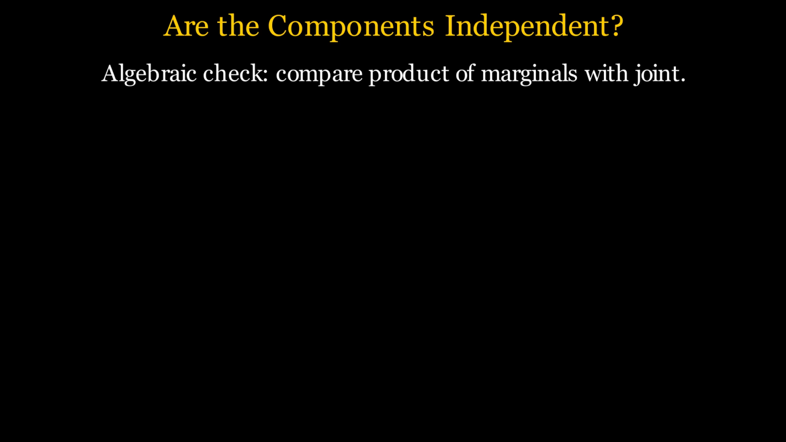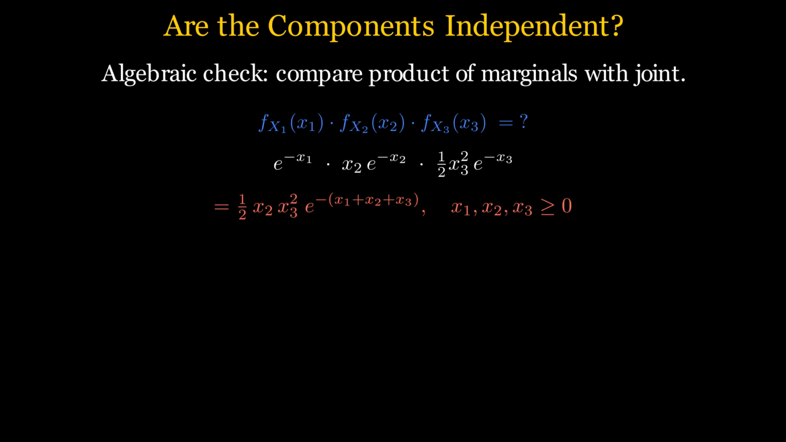Are the 3 components independent? The answer is no, and we can see this 2 different ways. Multiply the 3 marginal densities. e to the minus x1 times x2 e to the minus x2 times x3 squared over 2 times e to the minus x3. This simplifies to x2 times x3 squared over 2 times e to the minus (x1 plus x2 plus x3), valid on the full positive orthant.